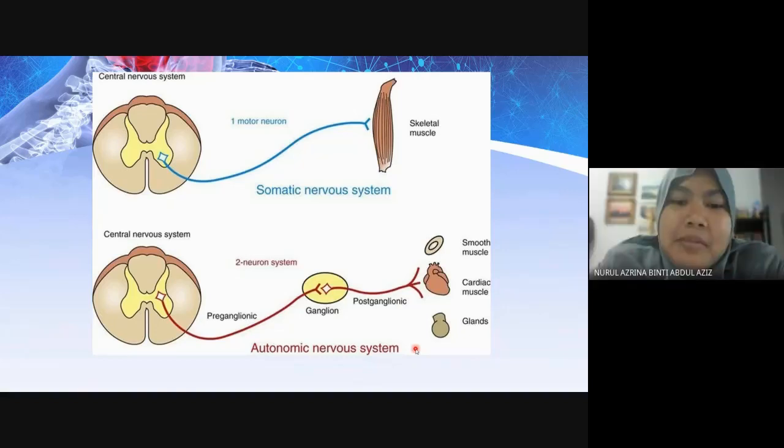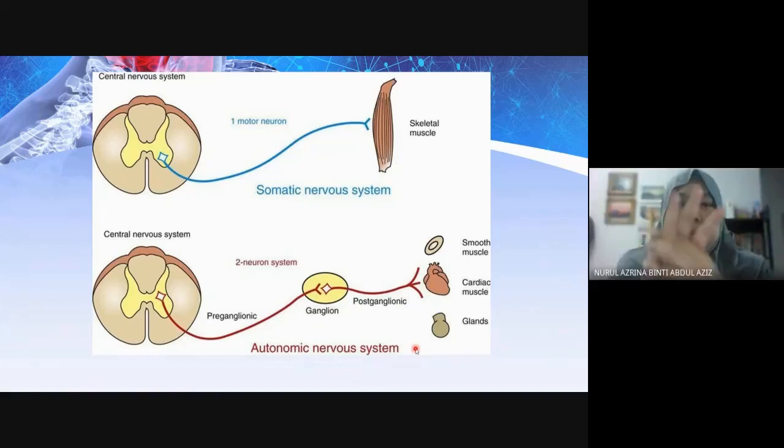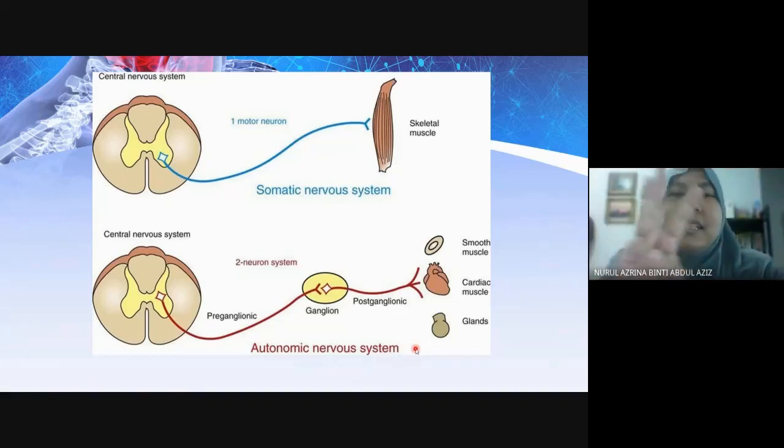Berapa branch under autonomic? Pergi balik ke organisation of kita punya nervous system. Ada 3. Berapa branch? 3. Apa dia tu? Sympathetic, parasympathetic and also enteric.